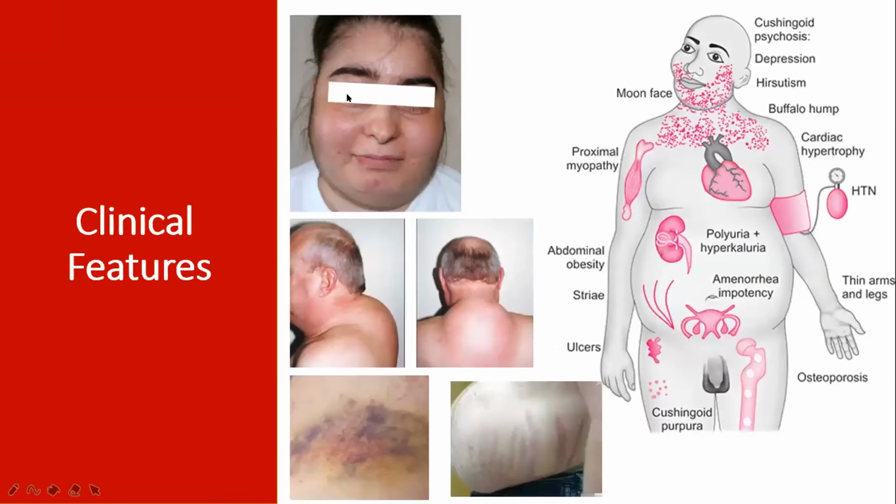So this one, we have here the moon facies. Then we have this one, the buffalo hump. Then we have the purple striae and the easy bruisability. So all of this we should be able to identify in patients with Cushingoid features. So there would also be cardiac hypertrophy, amenorrhea, impotency, polyuria, hypokalemia, and osteoporosis.